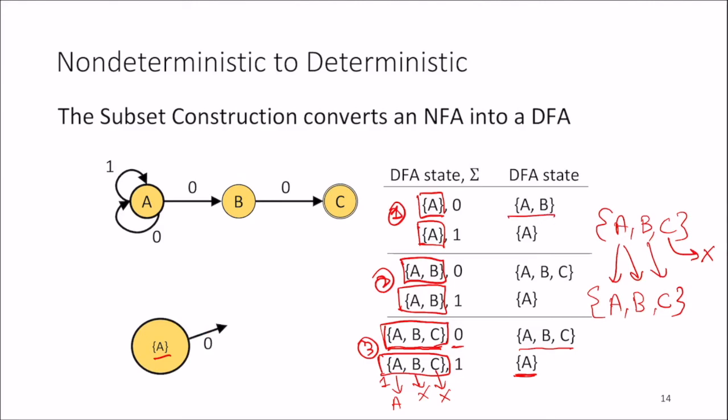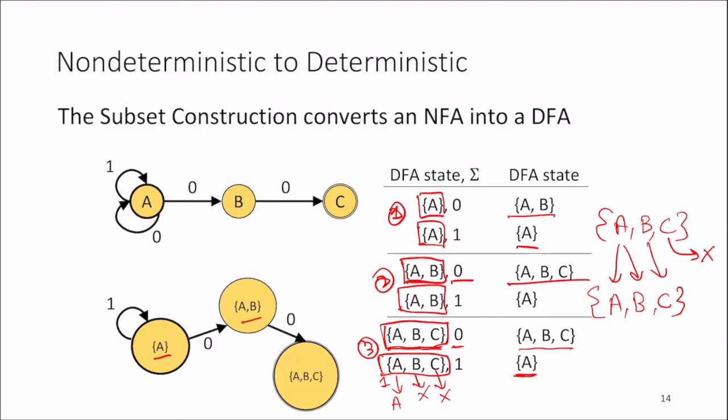On a 0, I end up with AB, and on a 1, it ends up with A itself. So it's got a loop back to itself on the input symbol 1. And now starting with AB, on a 0, it ends up with ABC. And on a 1, it ends up going back to the state A. And now from ABC, let's consider what happens if you get input 1. It goes back to A, so we can see this matches this here. And if I have an input 0, it just goes back to itself.